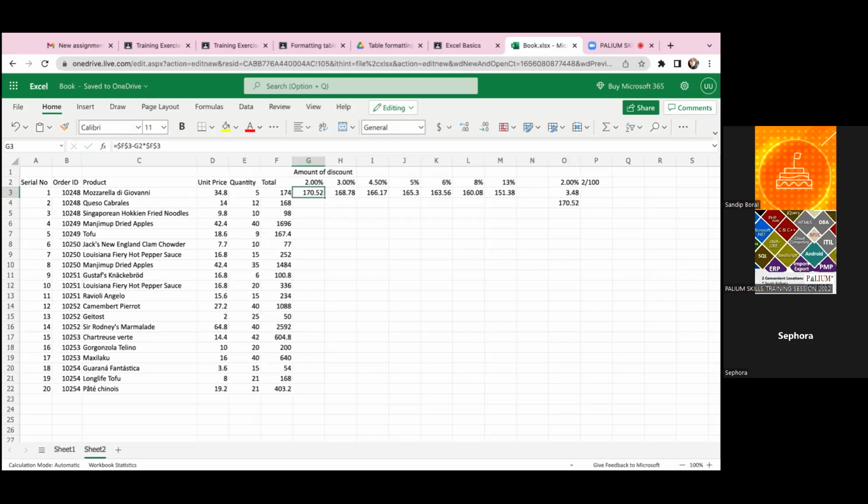All right. Now let's drag that 170.52 down. So what do we expect? Our 2% should be... no, only one cell, Sephora, do it on one cell. Now tell me, before you do it, what do we expect? What should it calculate? It should do 2% of 168. That is the expectation, isn't it? Yes. Now to copy it, Control D, and see what happens.